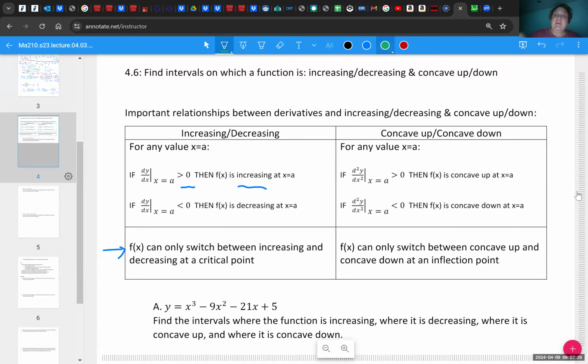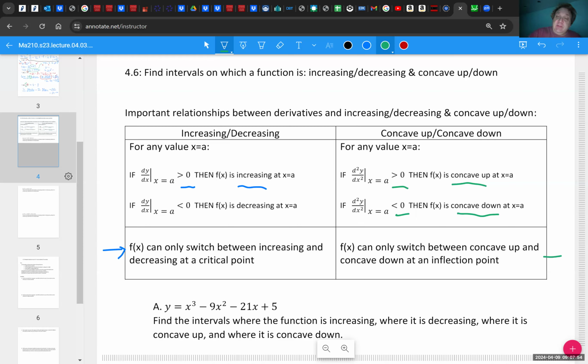Likewise, for concave up, concave down, the definition is very similar, except it uses the second derivative. So if the second derivative is greater than zero, it has bowing up concavity. So we call this concave up at that particular point. And if the second derivative is less than zero, we call that concave down. And again, we want to find intervals, sections in which it's concave up and sections where it's concave down. And so we're looking for when it switches between concave up and concave down.